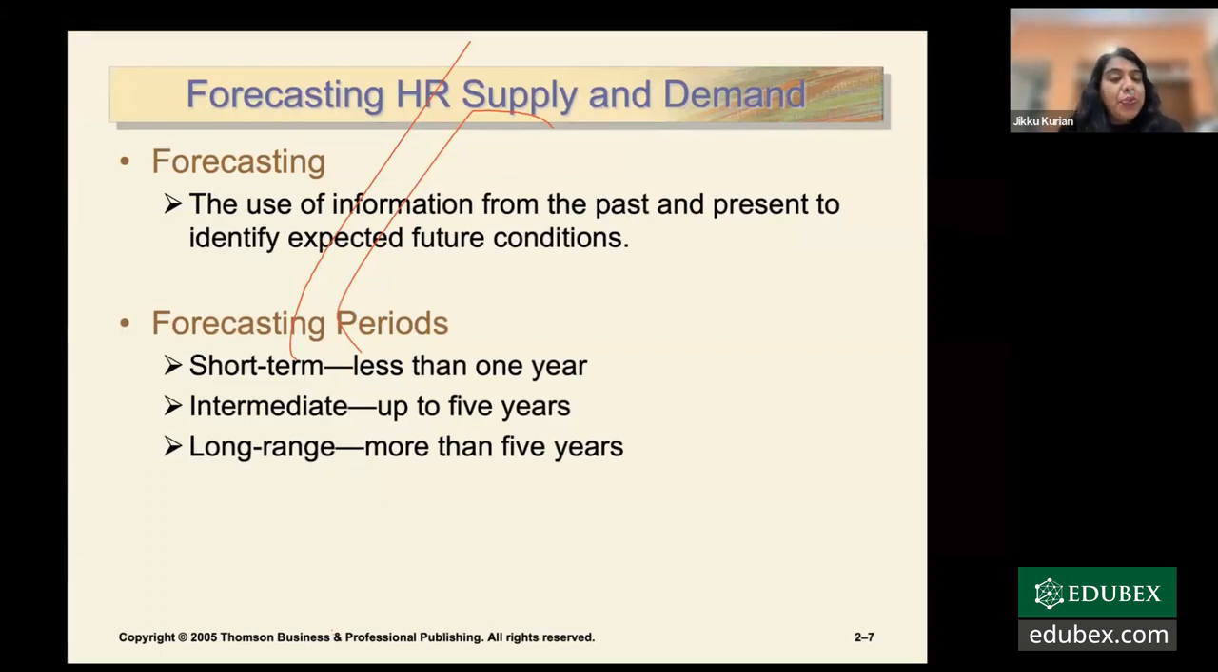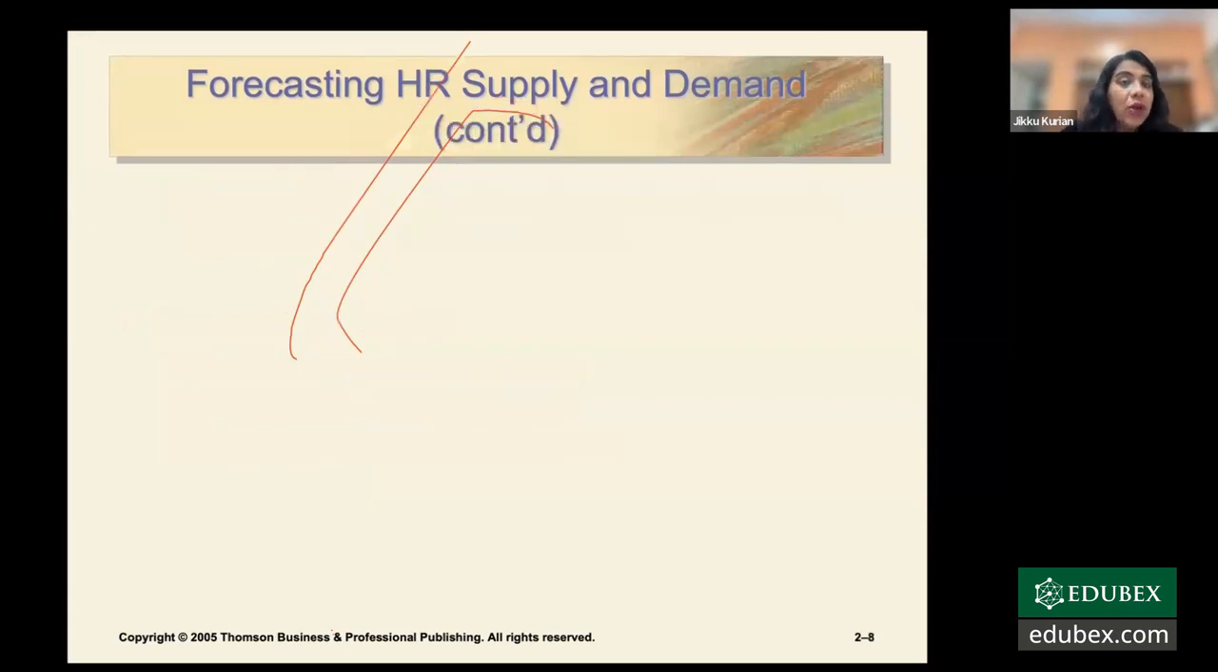So we have forecasting periods. We have short-term forecasting periods where the prediction will be made for less than 1 year. We also have intermediate forecasting periods where the prediction will be made for up to 5 years, and long range is for more than 5 years. What we should understand is, to make the predictions better accurate, the quality of the data which we use for predicting should be good, so that the accuracy of predictions which we make for the future will be good.